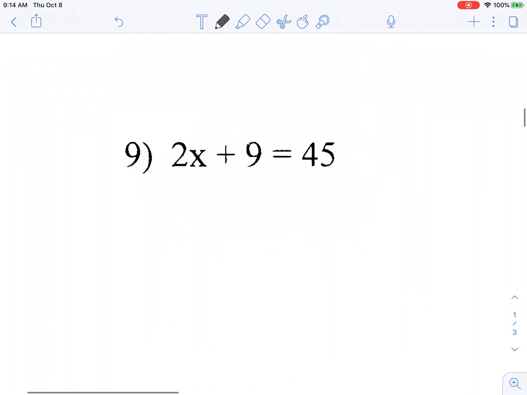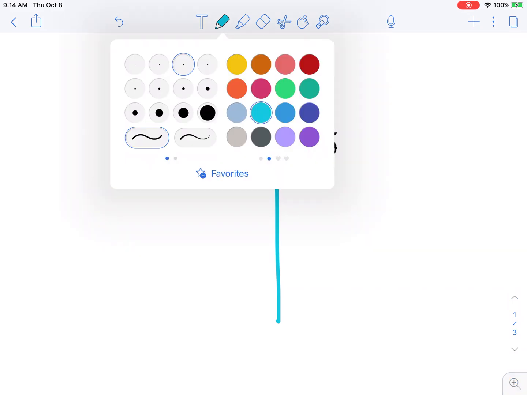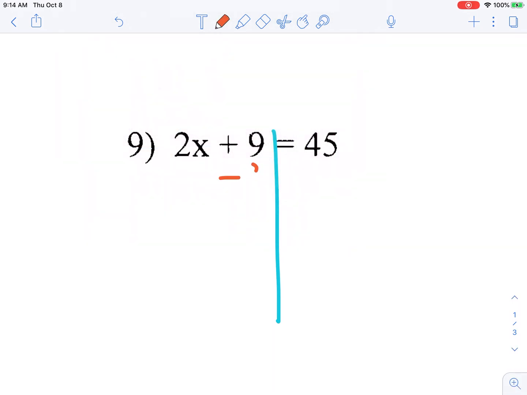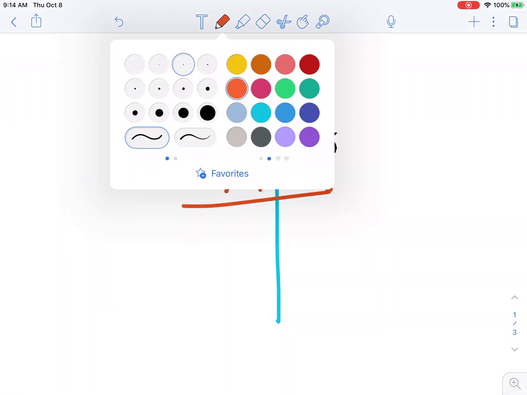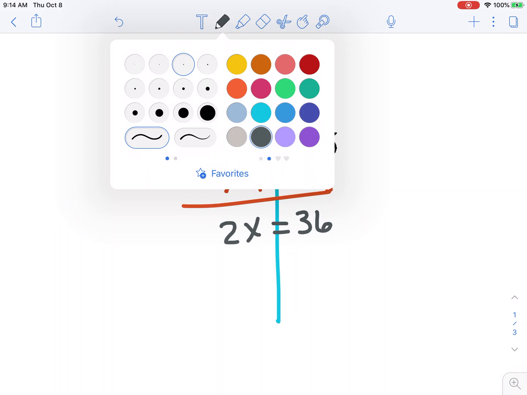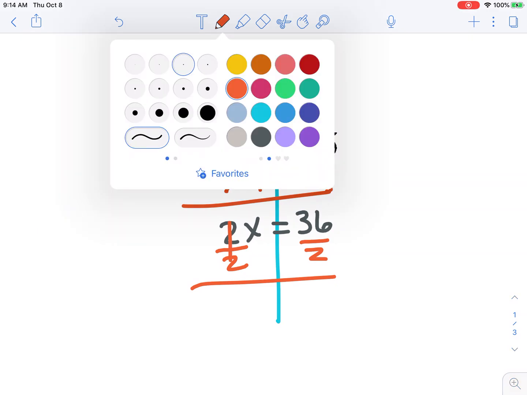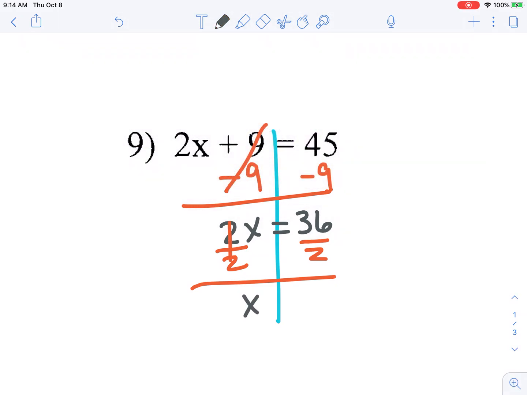And then let's go down and do number 9. I'm going to drop my line. I'm going to take away 9 from both sides, because that will cancel each other out, leaving me with 2 x's on the left and 36 on the right. And so now it's 2 times x. We have to divide by 2. Divide by 2. That's going to give me 1x. And then we get x equals 18.